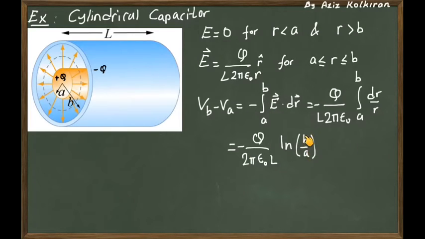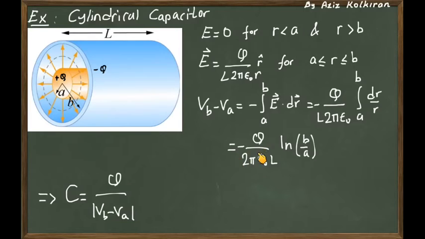B is the radius of the outer shell, the cylindrical shell, and A is the radius of the inner core. So once we know this potential difference, the rest is very easy to calculate. The capacitance is just the total charge of one of the conductors. Again, the total charge for both conductors is 0, but the definition of the capacitance is just take the charge of one of the conductors, and this is divided by the potential difference.